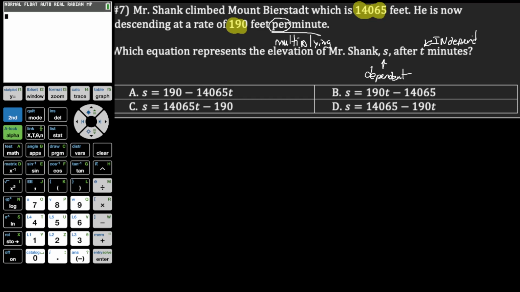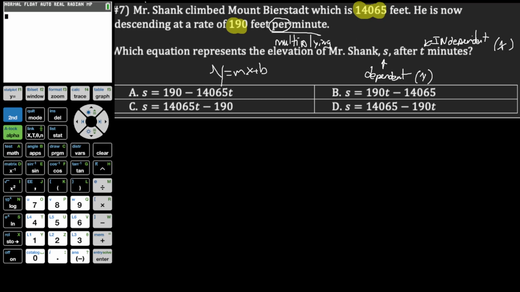Independent. Another way to think about your independent variable is that it's your x value, where dependent is going to be your y. So we're trying to come up with an equation. Usually it looks like y equals mx plus b. Make sure that you're saying, okay, I have to have 190 feet multiplied times my x.